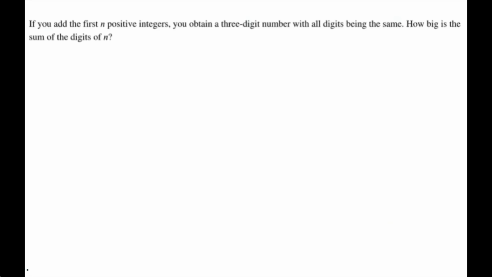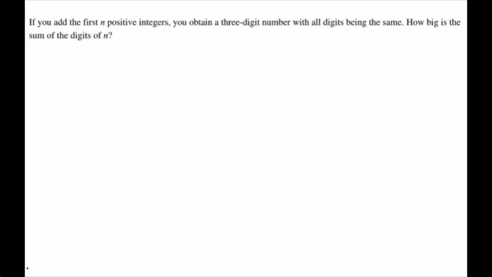Number 17. If you add the first n positive integers, you obtain a 3-digit number with all 3 digits being the same. How big is the sum of the digits of n? To find the sum of the first n positive integers, we apply a very well-known formula, n times n plus 1 divided by 2. We know this is equal to a 3-digit number where all 3 digits are the same. So let's let that 1 digit equal a. So our 3-digit number is aaa.